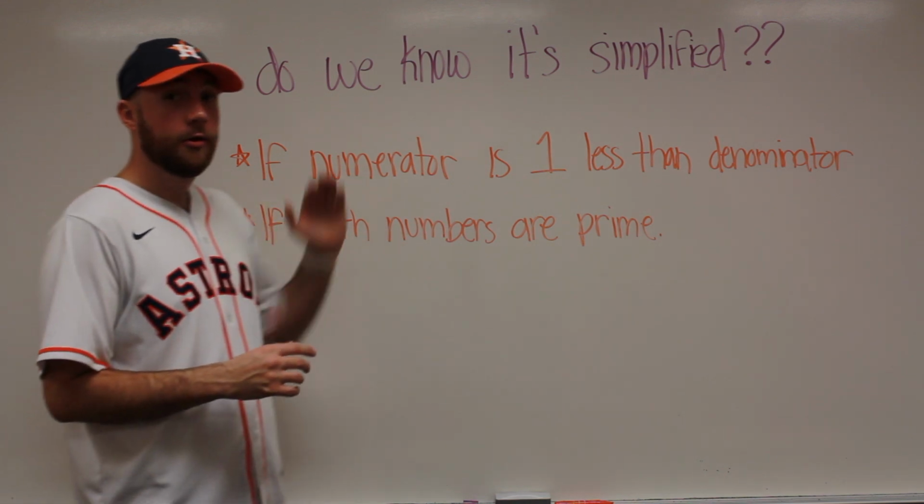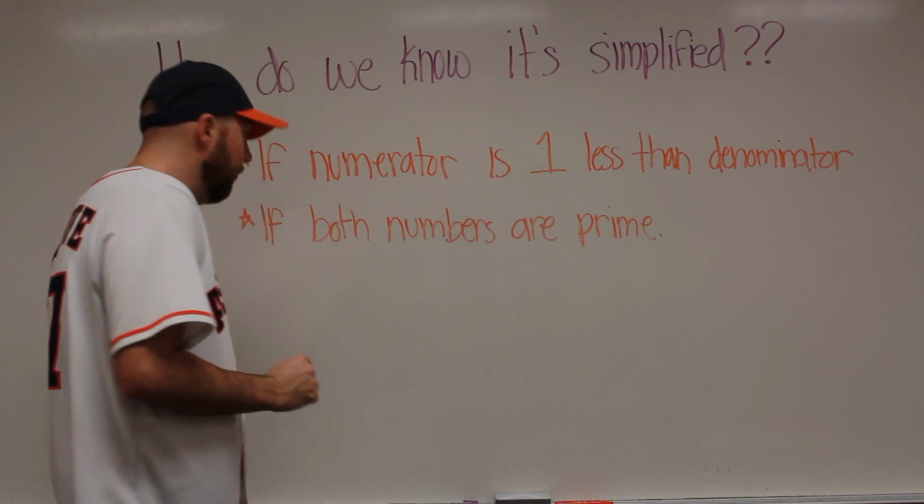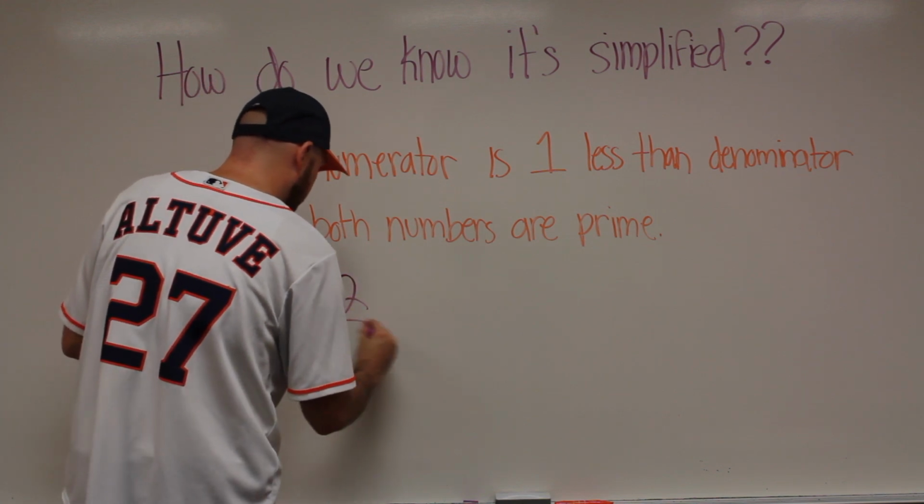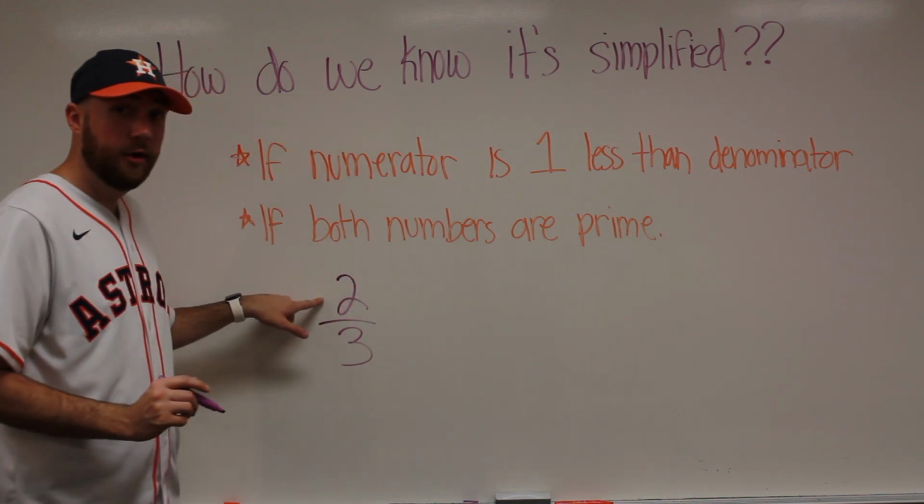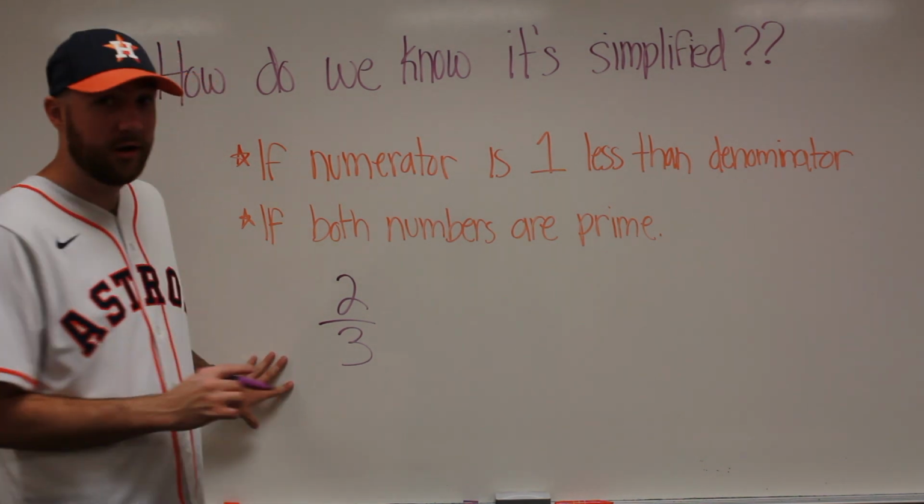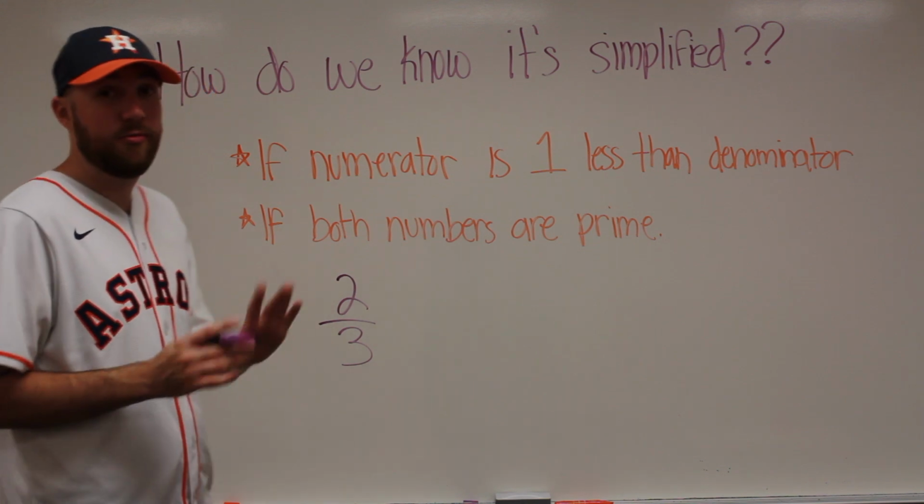These are 2 telltale signs that you are done simplifying, right? If your numerator, the top number, is 1 less than your denominator. So for example, the one we just did, 2/3. Our numerator is 1 less than our denominator. So I know this is simplified. I know we're done here. I know 2/3 is my answer. Nothing else goes into both of these numbers except for 1.